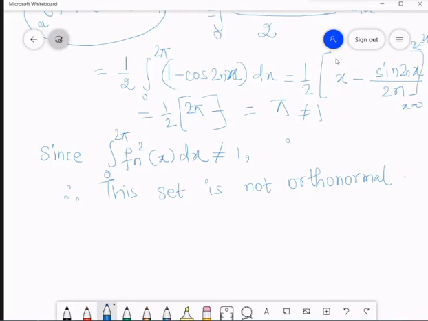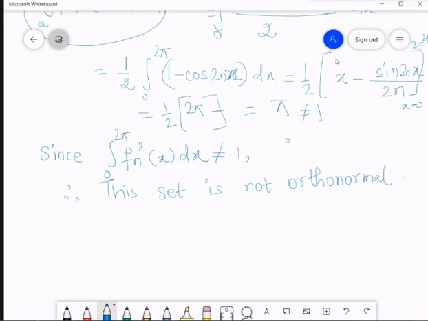It is orthogonal, because for orthogonal, what was needed? If I take two distinct elements, then their product should be 0. And if I take the same element and find the norm of it, if I multiply the function twice and then evaluate, I should get a non-zero value. I got a pi, which is a non-zero value. Therefore, this set is orthogonal, but not orthonormal.